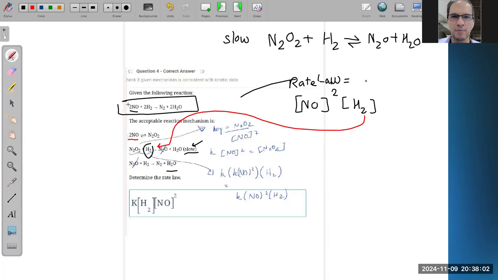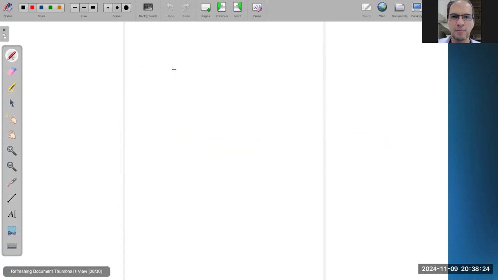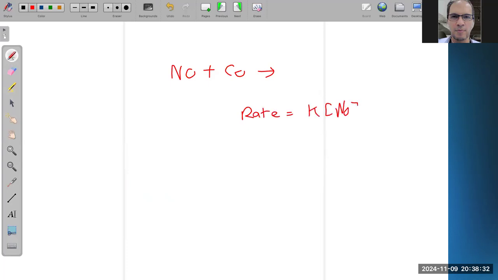What if the coefficient here were 3? Then I take 3. Again, I'm taking the coefficients from where? From the steps, not from the main equation. And only in the case when there are mechanisms. If there is no mechanism, meaning if he gives me a normal equation like NO plus CO gives so and so and asks for the rate, I cannot say the rate is equal to K times NO and CO. I will tell him that I can get it only from the experiments.